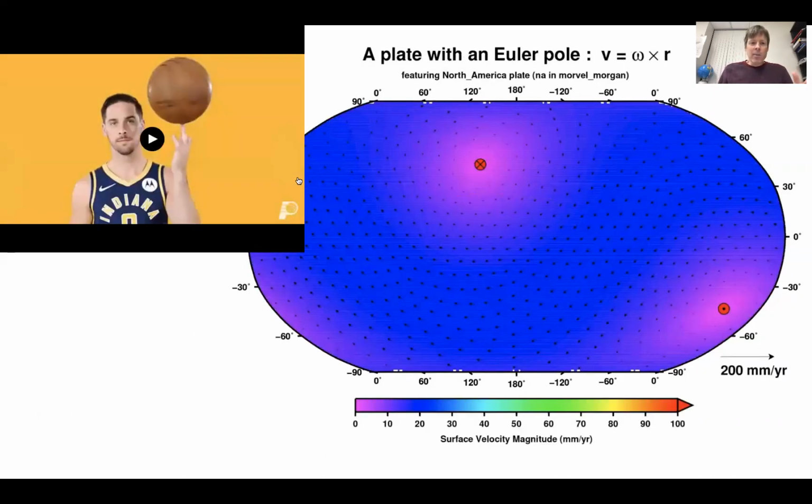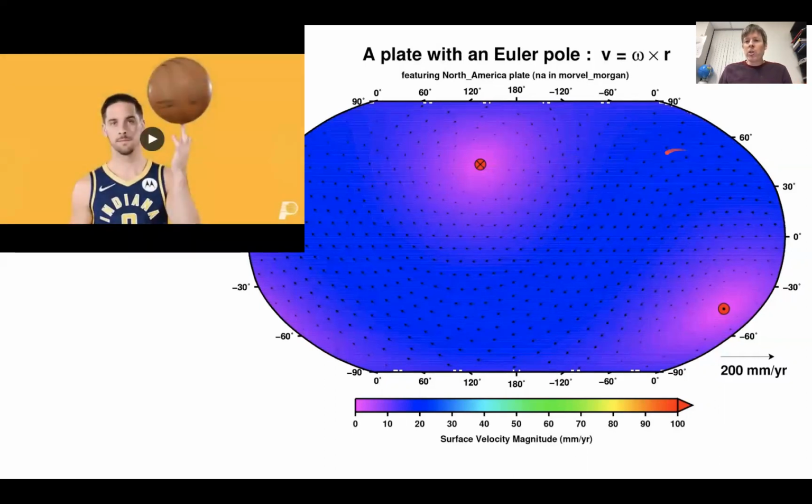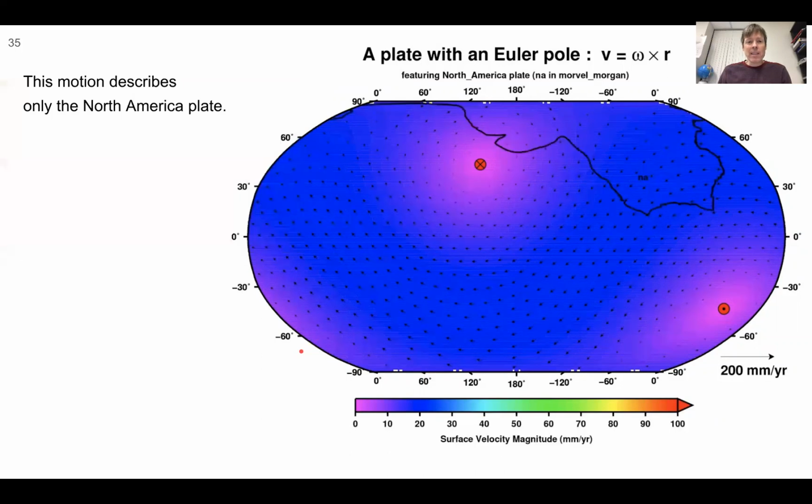Again, spinning basketball. We can think of the spinning basketball. This is the Euler pole, and this shows the motion of the entire Earth if it were moving as North America moves. The analogy here is we need to slow down this movie a little bit because the ball is moving slower. We've got blue colors instead of green, so North America is not moving very fast. This motion describes only the North America plate, only the portion inside this boundary.